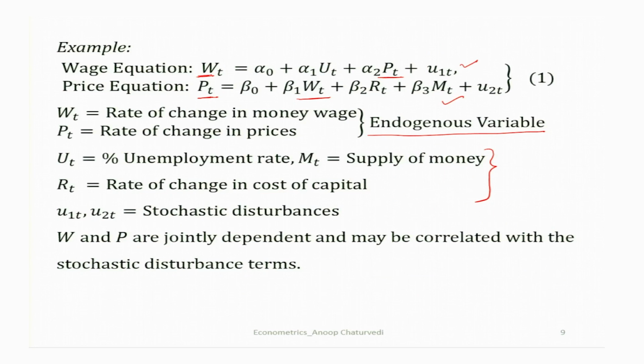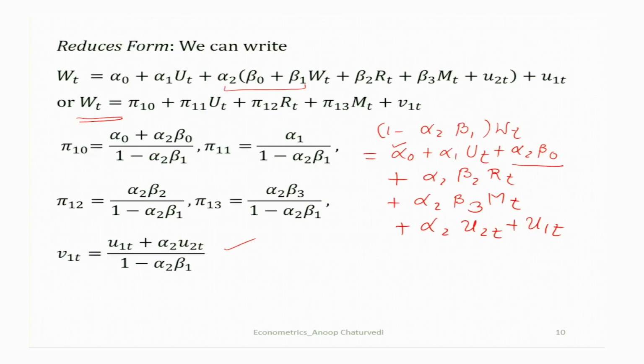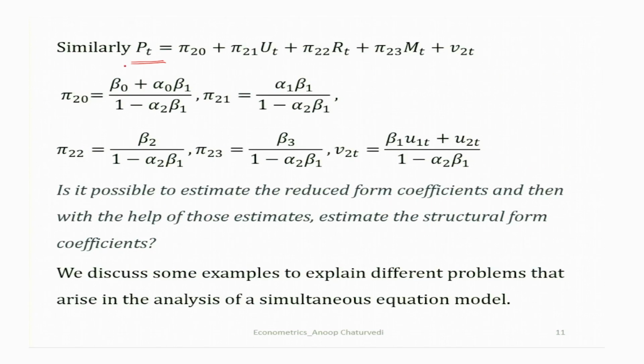So, this is your original structural form, and then you have transformed it, or solved it, for W t and P t, so that each equation has just one endogenous variable. So, you get this equation involving just W t, and you get this equation involving only P t. So, these are the reduced form of the model.